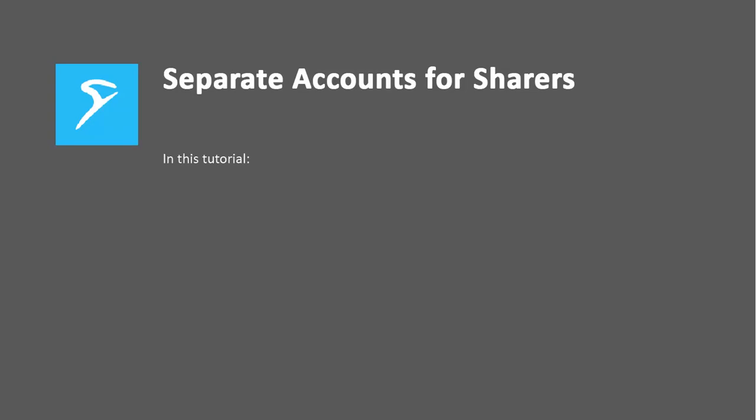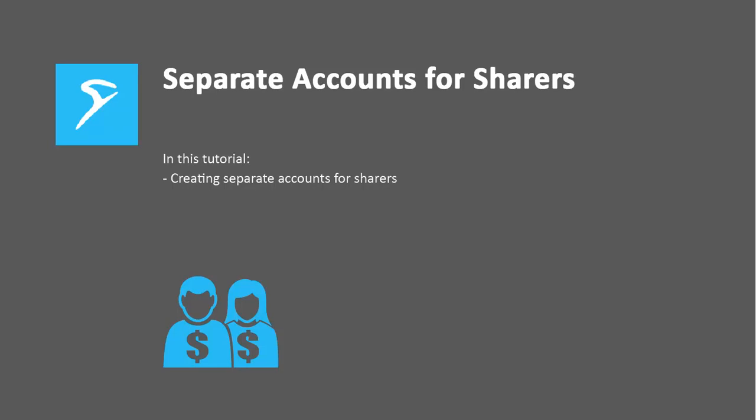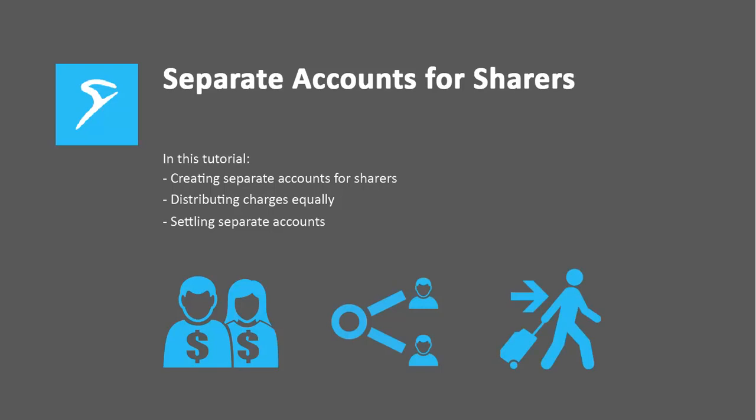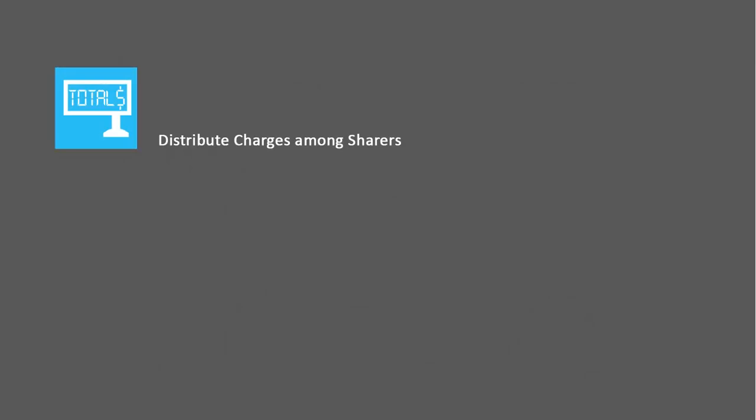Guests sharing a room often want to pay their bills separately. In SIHOT, you can easily create separate accounts for each sharer and split the charges among them, so the checkout becomes hassle-free. The first function we will show you carries out three steps with just one click.